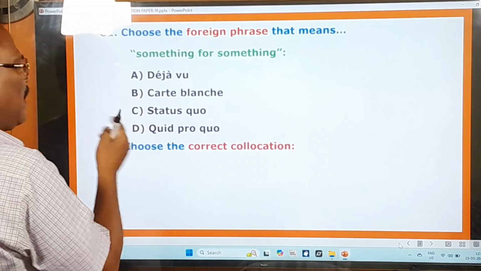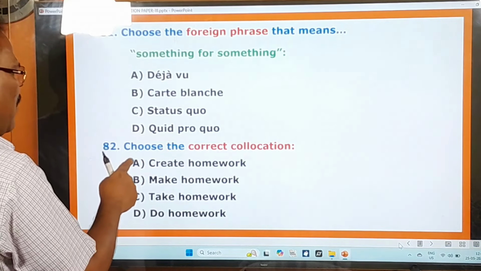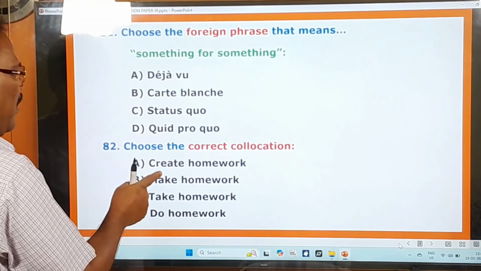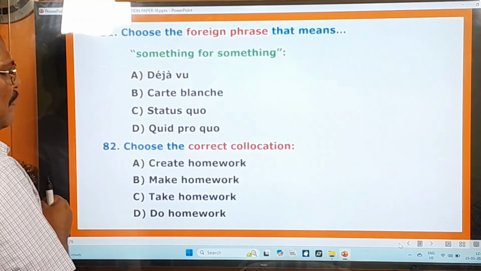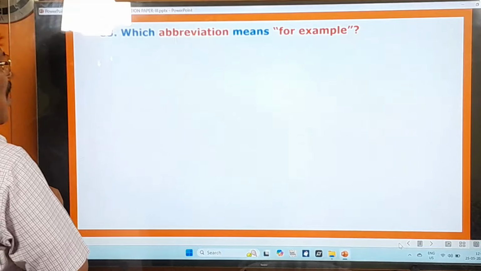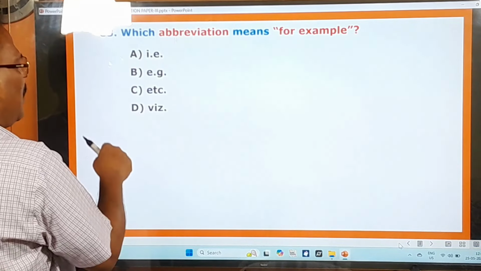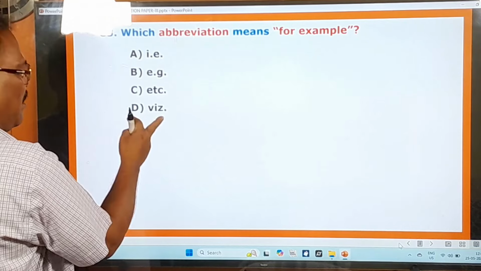82nd question. Choose the correct collocation. Create homework, make homework, take homework, do homework. 83rd question. Which abbreviation means, for example, id est, exempli gratia, etc., vidalicet.